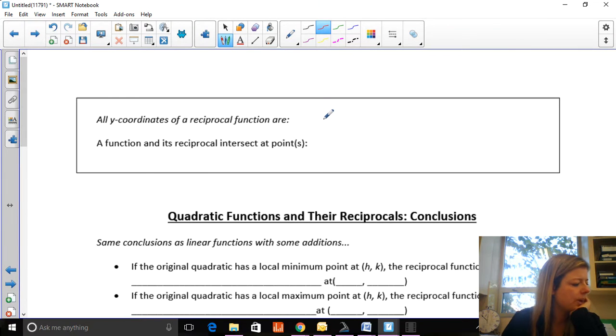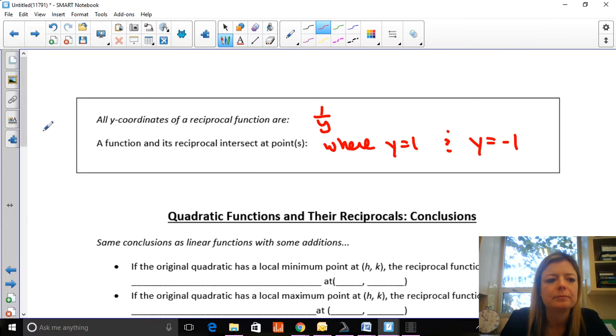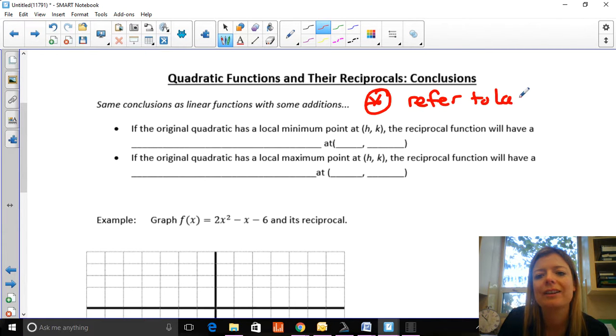Okay, so all y coordinates of the reciprocal function are 1 over y, just a refresher, and a function and its reciprocal intersect at points where y equals 1 and y equals -1. Okay, so quadratic functions and the reciprocals have all the same conclusions as linear functions. So make sure you also refer to your last note. You don't just skip over reading that italicized portion, because that stuff is all super important still with quadratics. I just didn't feel the need to reprint it again.